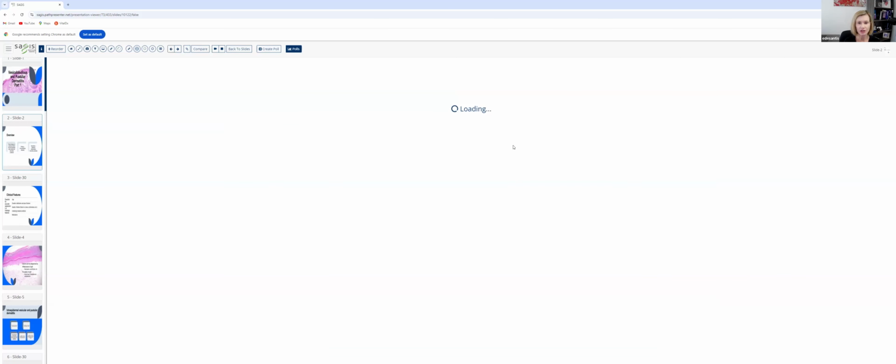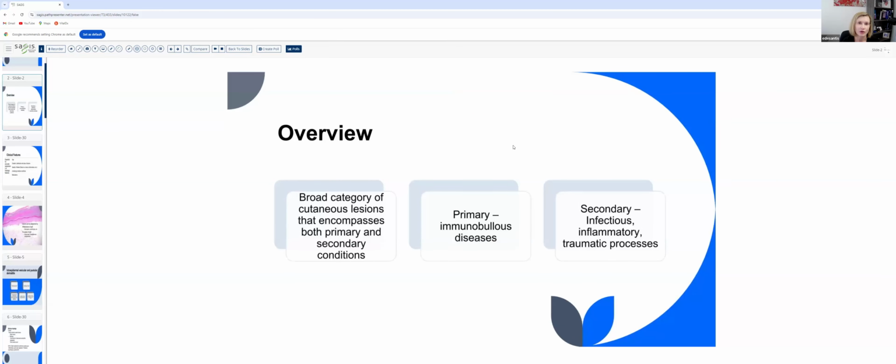And just as an overview, vesiculobullous and pustular lesions encompass a broad category of cutaneous diseases that include both primary and secondary conditions. The primary conditions are predominantly immunobullous disorders, such as bullous pemphigoid and pemphigus, the pemphigus group, and secondary immunobullous and pustular lesions can occur as a consequence of infections, inflammatory conditions, and traumatic processes.